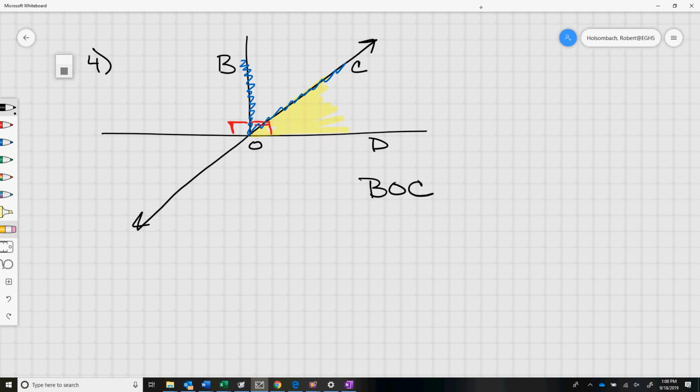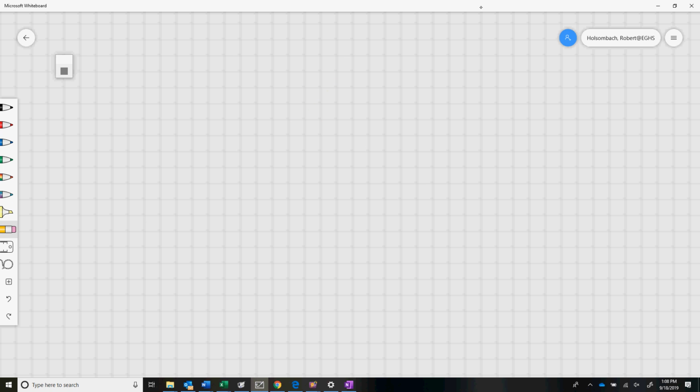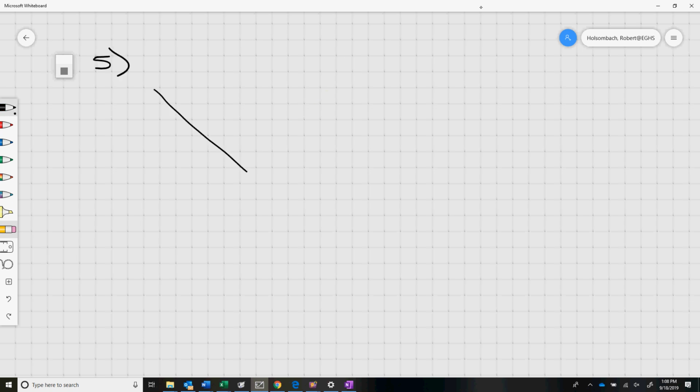Number 5. MO bisects LMN. So that means this little angle and this little angle are equal to each other. LMO equals 7x minus 23. This is LMO, the whole big angle.